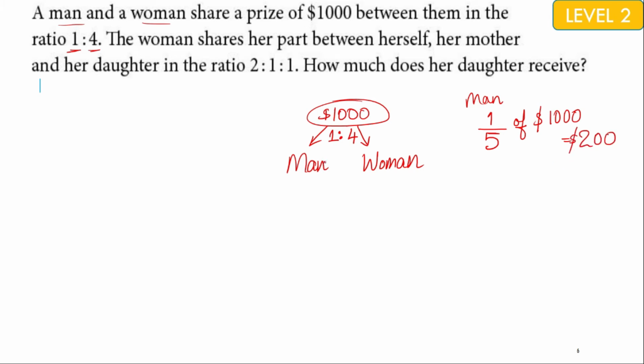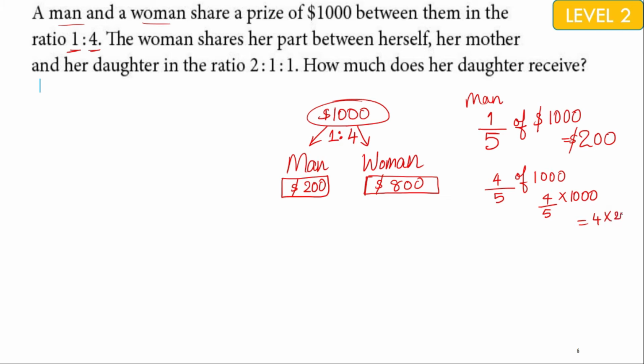Which is going to be $200. So the man gets $200 here, and the woman gets the remaining. The remaining is nothing but 1000 minus 200. It's going to be $800. Or if you want to do the calculation, see 4 out of 5. The total portion is 1 plus 4, 5, of 1000, which is again the calculation giving you 4 times 200, which is 800.